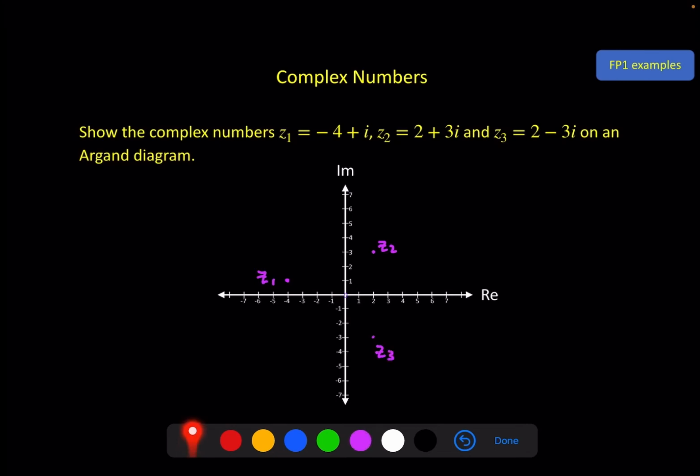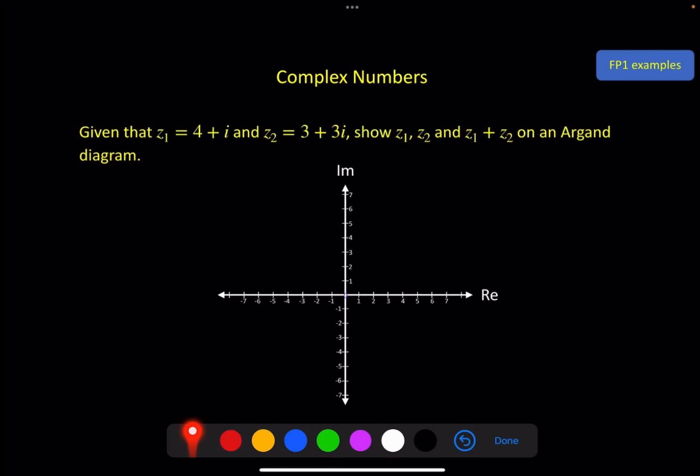Now it's useful to note that Z3 and Z2 form a complex conjugate pair. This is the conjugate of this, and this is the conjugate of this. Geometrically on an Argand diagram, that is seen by a reflection in the real axis, for the obvious reason that the real value has not changed, and the imaginary value has changed sign from positive to negative, or negative to positive.